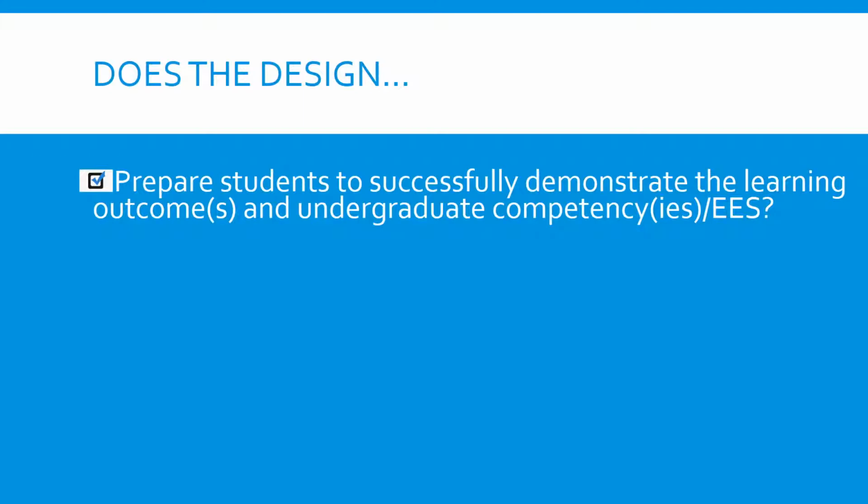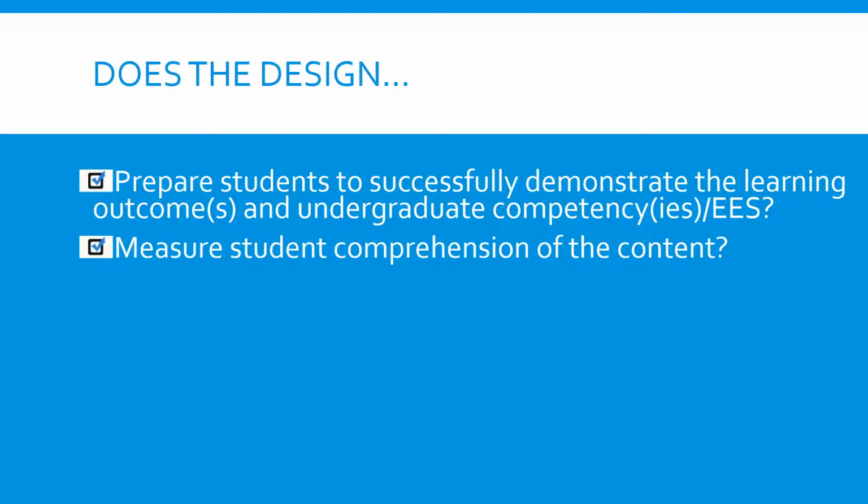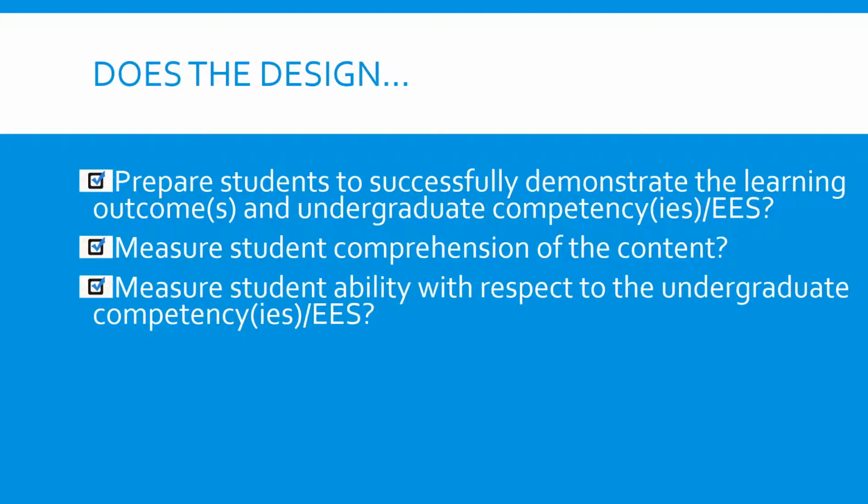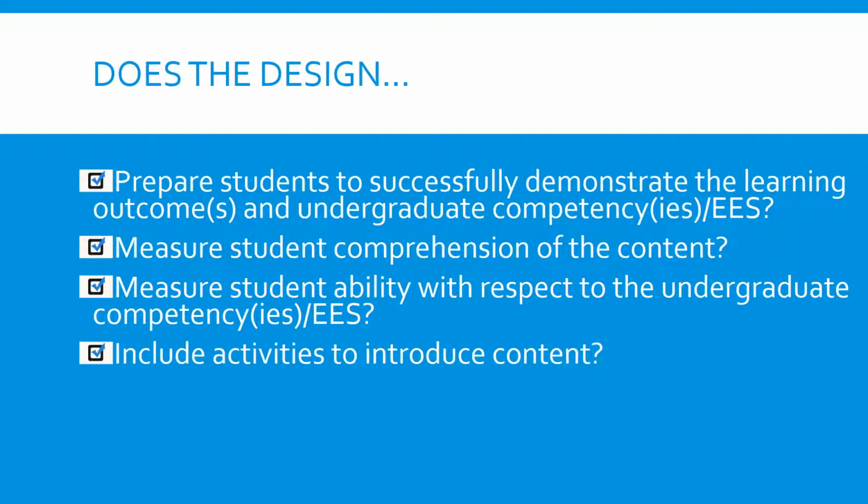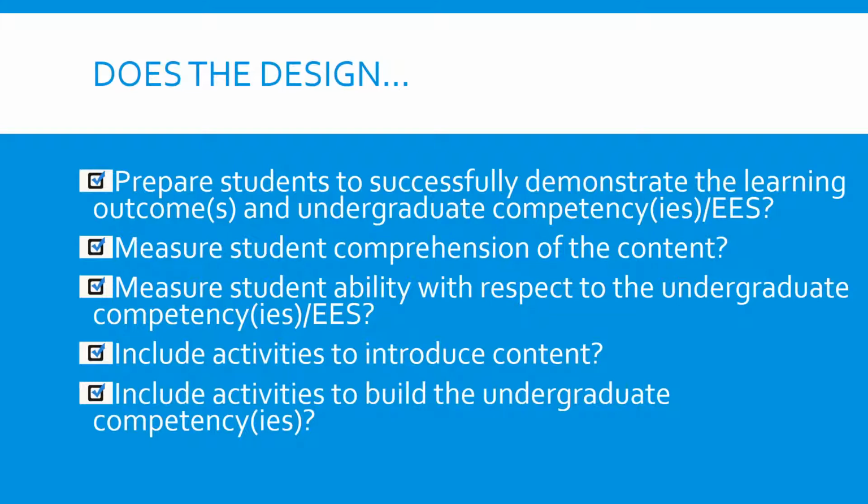So here's a quick checklist to see if your design works. First and foremost, are we preparing the students to successfully demonstrate the learning outcomes and undergraduate competencies? Are we measuring comprehension of content and ability to perform the undergraduate competencies? And are we including activities that introduce the content and activities to build those graduate competencies?